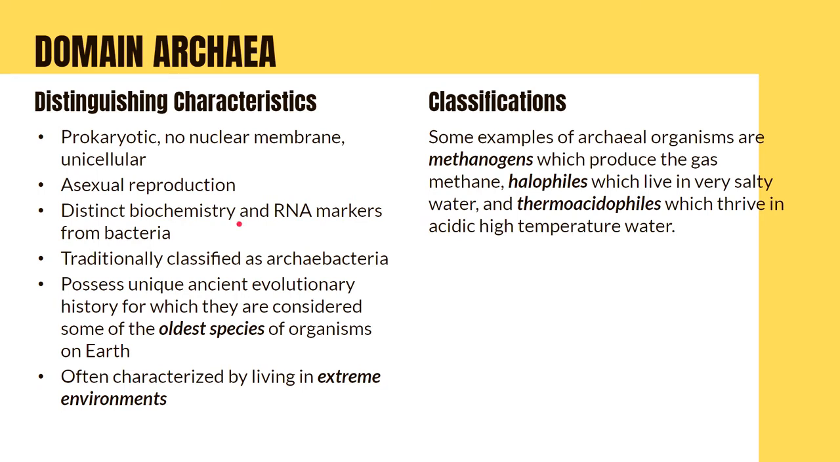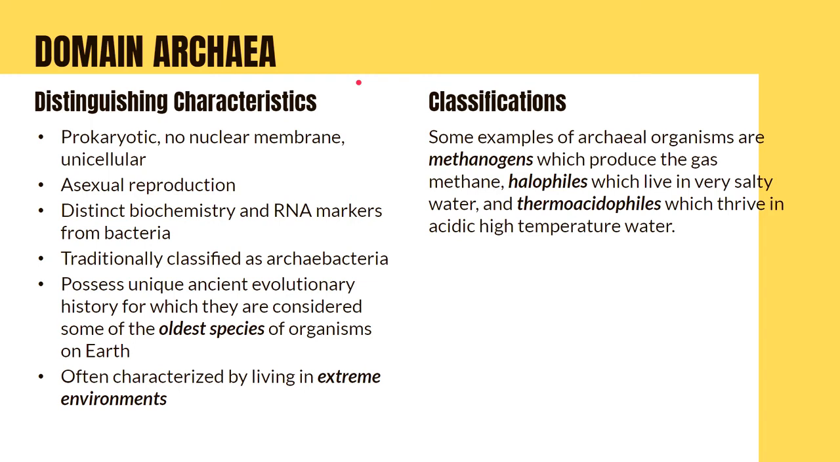The first domain is domain Archaea. Okay, so most of this we've already mentioned a while ago. They are prokaryotic, they do not have a nuclear membrane, they have no nucleus, and they are mostly unicellular organisms. They reproduce through asexual means, and they were traditionally classified as Archaebacteria. So they used to be called that until they were placed under domain Archaea.